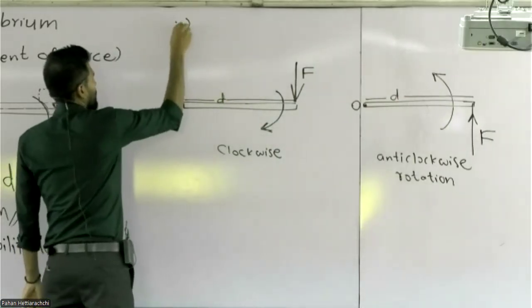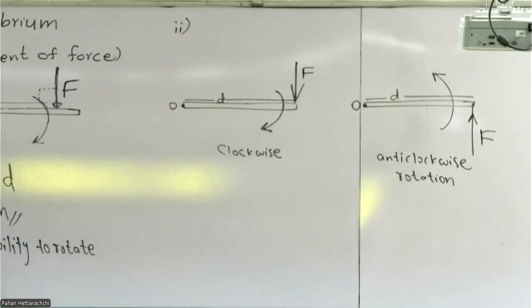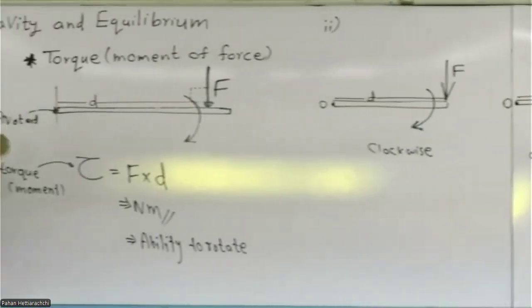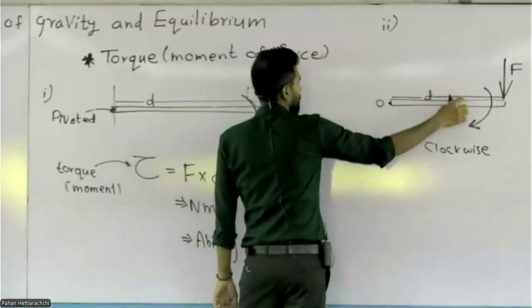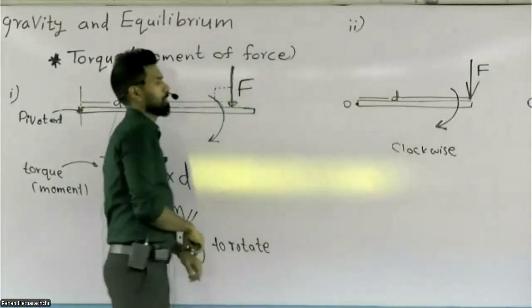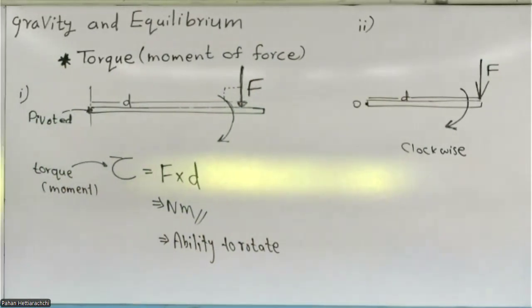Then let's make this the Roman number 2 and this the Roman number 1. You have to draw this diagram also. It will be Roman number 2. The clockwise and anti-clockwise rotations.